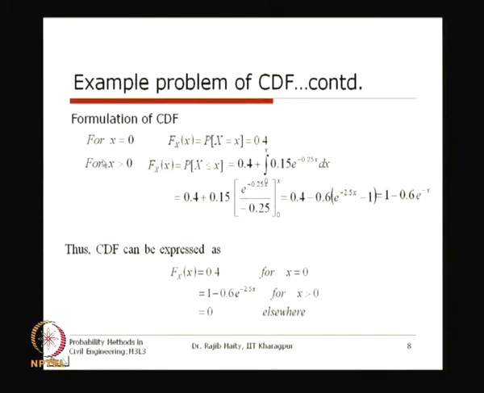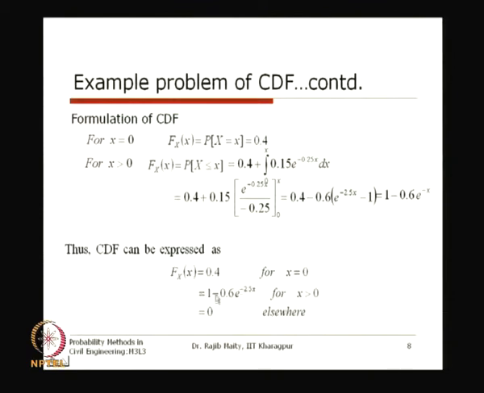Once we get this CDF, then the rest of the answers we are looking for follow, for example here we are looking for the answer for x greater than 10 centimeter. So this is the final representation of this CDF: F(x) equals 0.4 for x equals 0, 1 minus 0.6 e^(-0.25x) for x greater than 0, and 0 elsewhere. Instead of minus x, this will be 0.25x. This is the correction needed here.